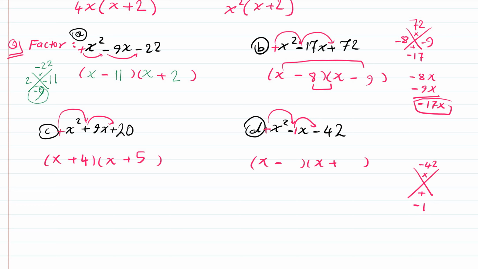One of them must be negative, and the bigger number also negative, because when you add they equal negative 1. So the answer is negative 7 and positive 6, right? Negative 7 times positive 6 equals negative 42. Negative 7 plus 6 equals negative 1. So that's why we should write 7 on the negative side and 6 on the positive side. This is positive 6, this is negative 7, and this is going to be the answer.